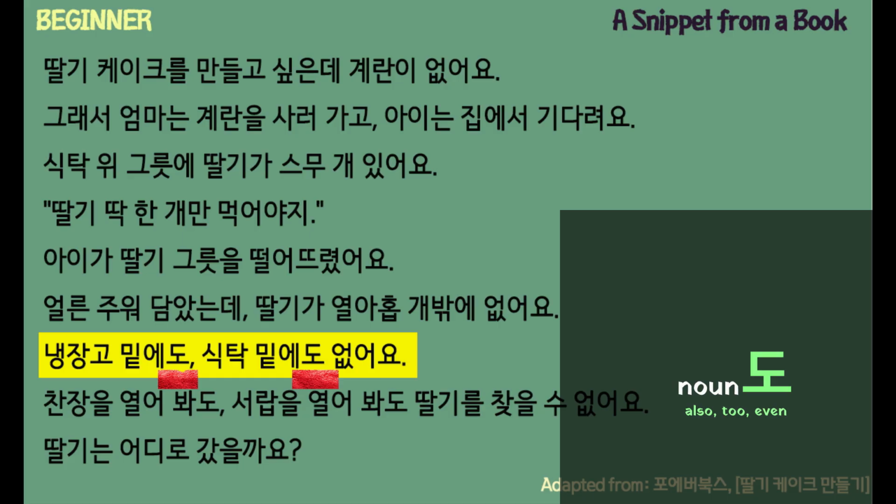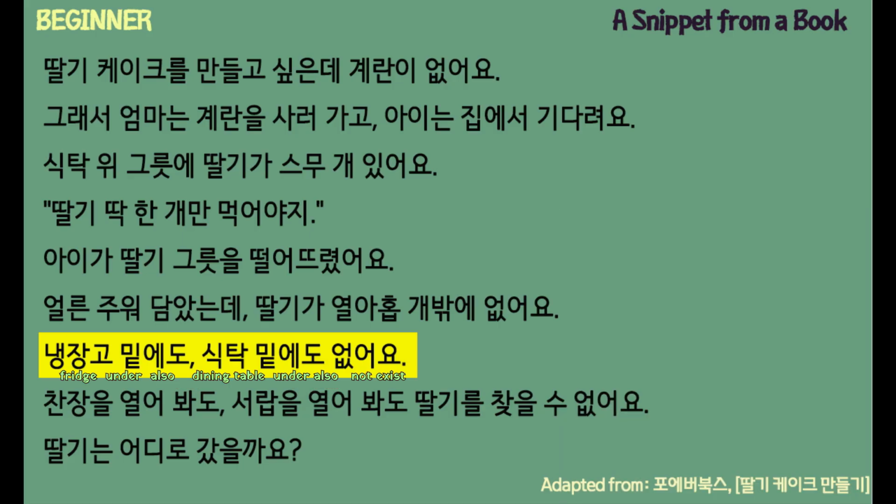Notice how the particle 도 is attached to both locations. In Korean, native speakers have a strong habit of repeating 도 for every single item when they list things out. Therefore, the entire sentence translates to it's not under the fridge and it's not under the table either.